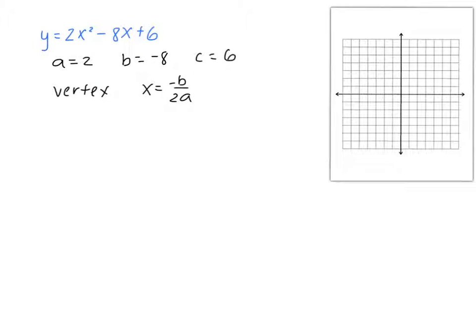Now let's find the vertex. Recall that the x-coordinate of the vertex can be found by solving the equation x equals negative b over 2a. In this problem, b is negative 8 and a is 2. So plugging those in, we get 8 over 2 times 2, which simplifies to 2.